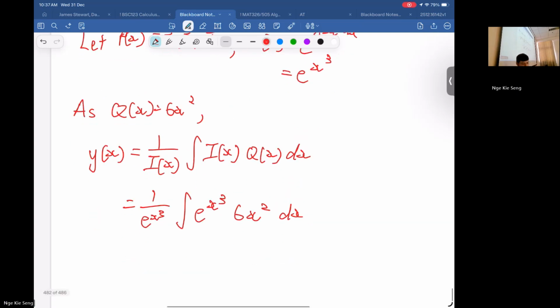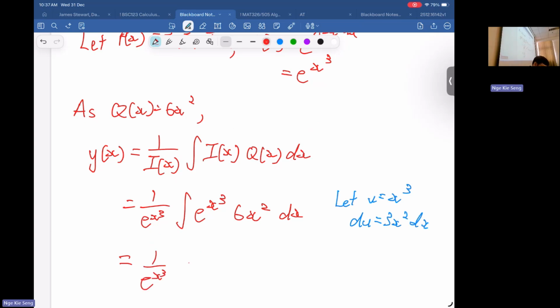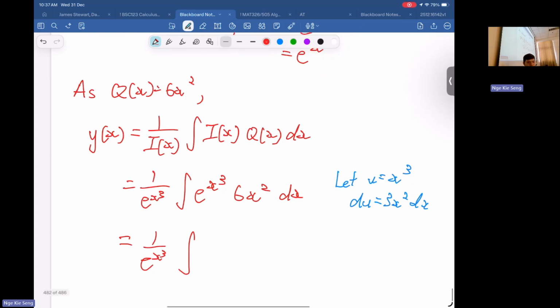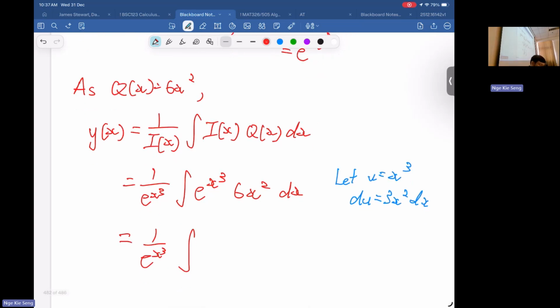How to do this integration? By parts? I think there's an easier way: substitution. So just substitute u equals x cubed, du equals 3x squared dx. In the quiz, a lot of you, after doing substitution, didn't substitute back. Make sure you substitute back after you do substitution, because our function is in terms of x.